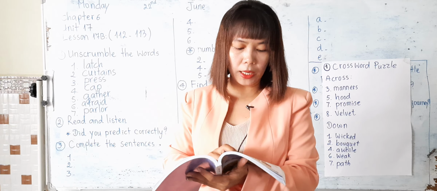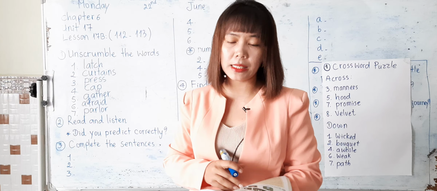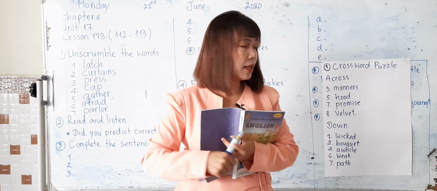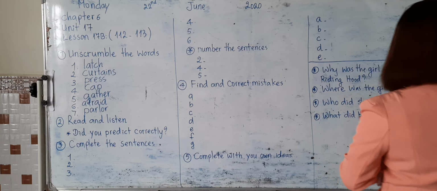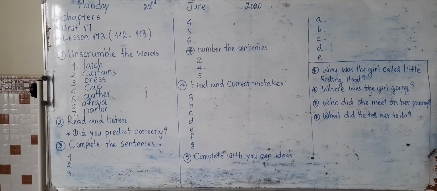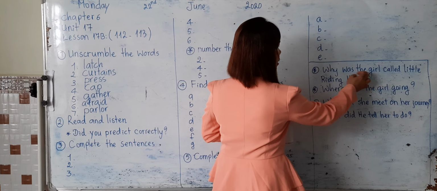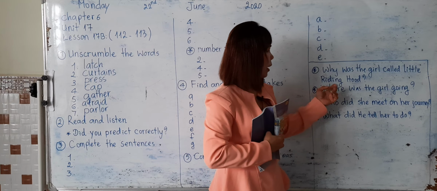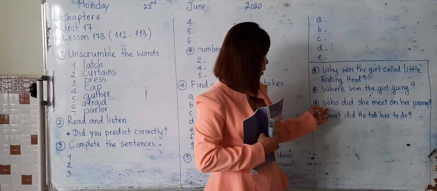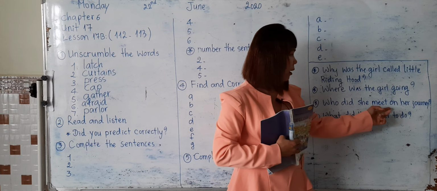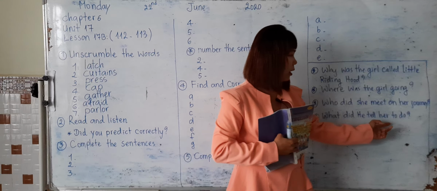We go to number 2 together. Read and listen to see if you were right about what happened next. Before we go to what happened next, let's see the questions here. Question number 1. Why was the girl called Little Riding Hood? Question number 2. Where was the girl going? Question number 3. Who did she meet on her journey? And number 4. What did he tell her to do?